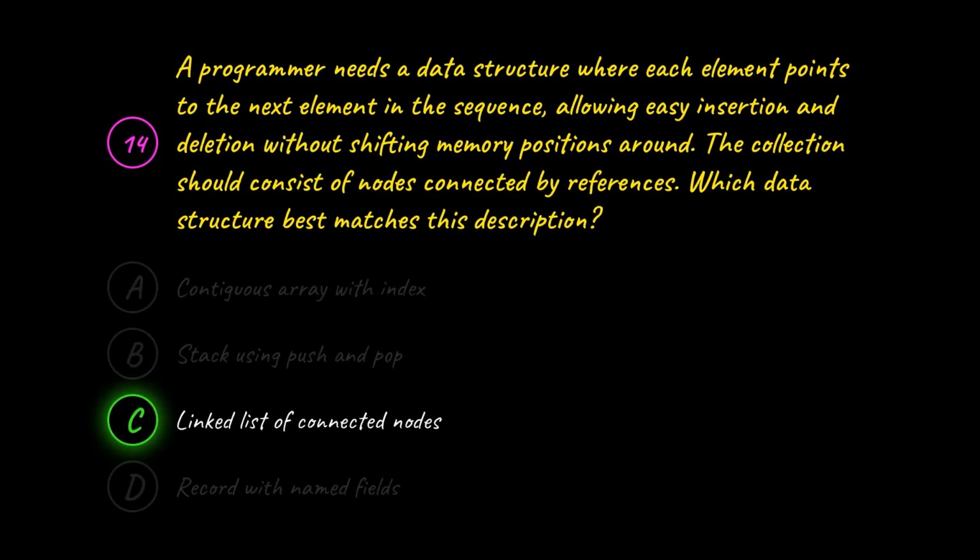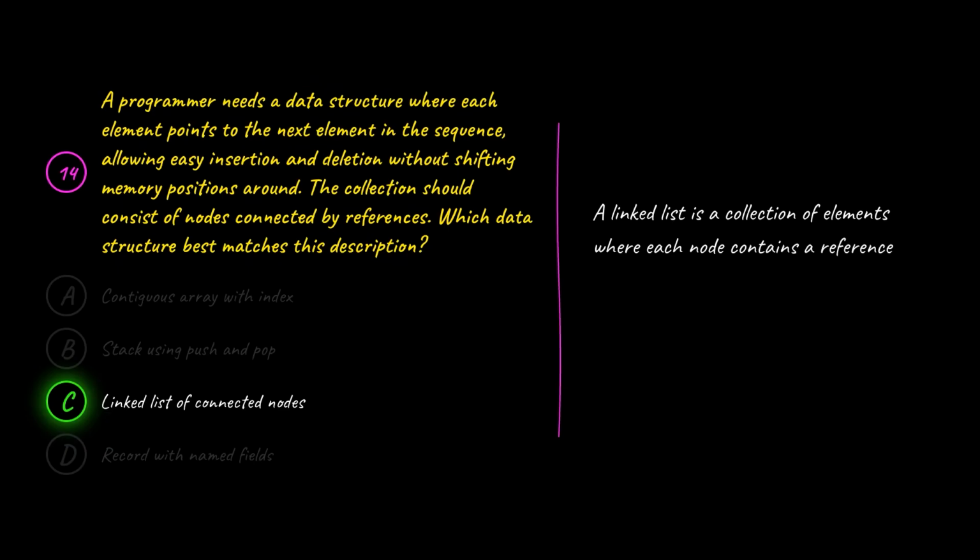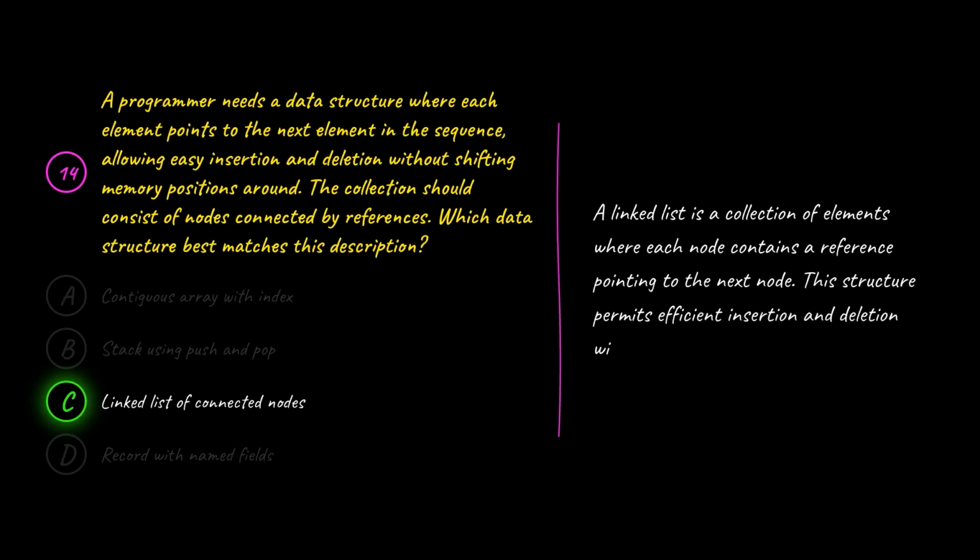The correct answer is C. Linked list of connected nodes. C is correct because a linked list is a collection of elements where each node contains a reference pointing to the next node. This structure permits efficient insertion and deletion without requiring memory reorganization after changes.